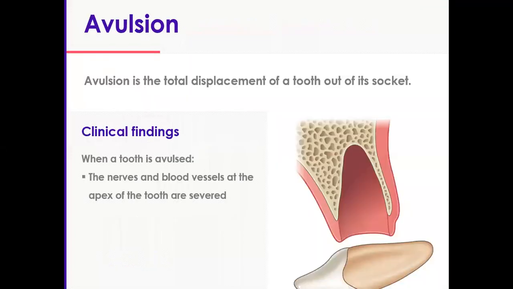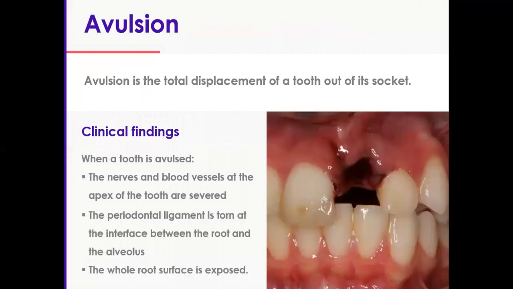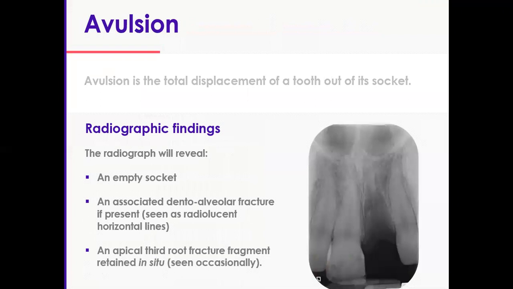Avulsion is a total displacement of a tooth out of its socket. All nerves and vessels at the apex and PDL are severed. So the apical bundle is completely cut off, the PDL is cut and torn, and the root is exposed. Radiographic examination reveals an empty socket, a possible associated dentoalveolar fracture, and sometimes an apical third root fracture fragment.